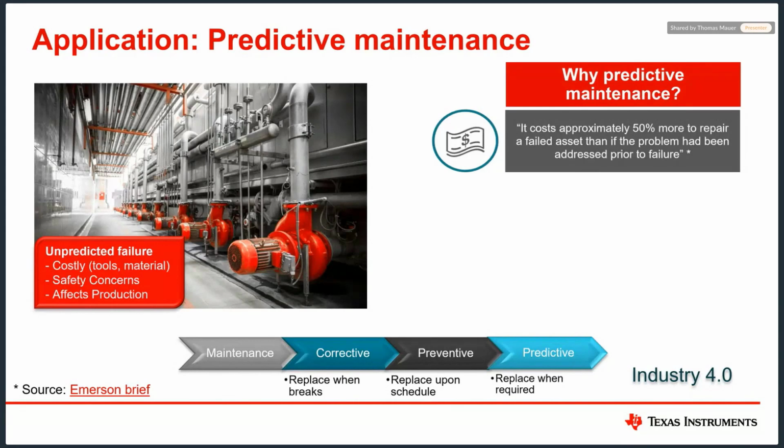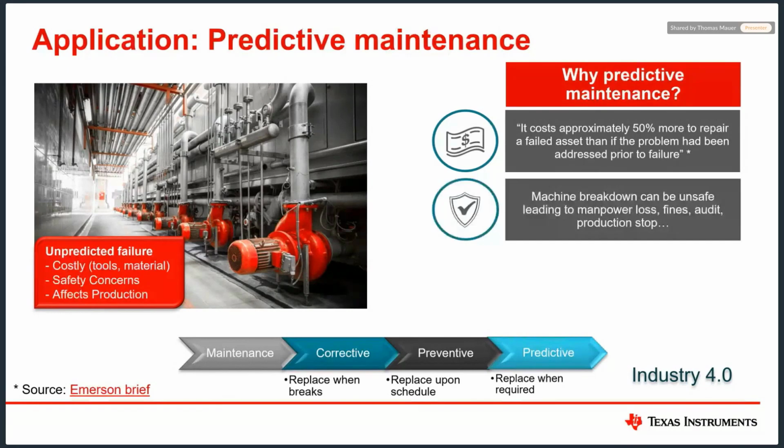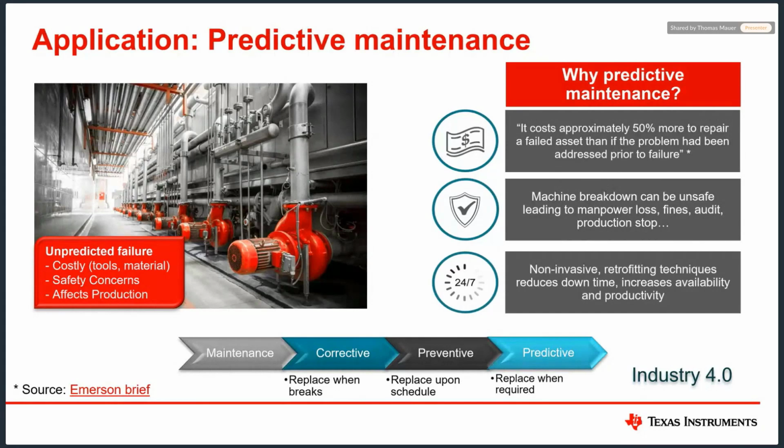If a machine breaks down, it's unsafe. As I mentioned previously, it can hurt someone. In the worst case, someone dies. You can get fines, you can not pass an audit, and you have a production stop. And the last item is that you can also add predictive maintenance to an existing machine, so it's like retrofitting technologies. You add this to your machinery in order to reduce downtime and increase availability and productivity.